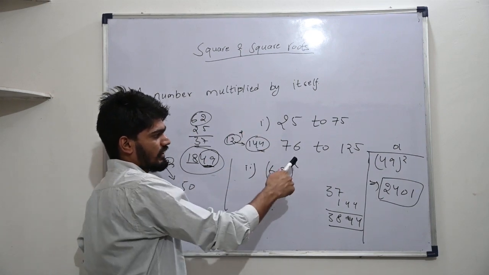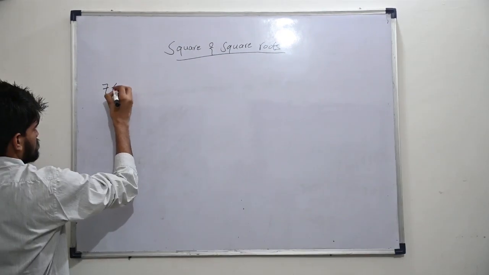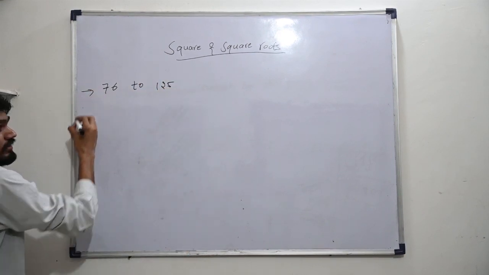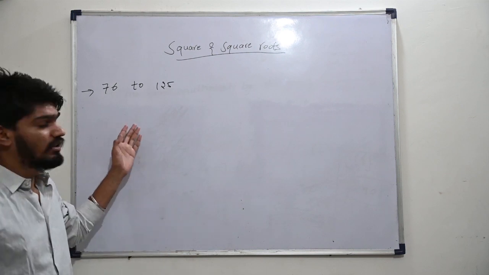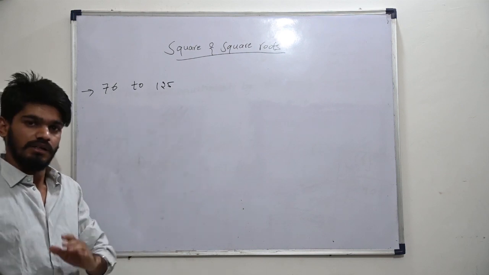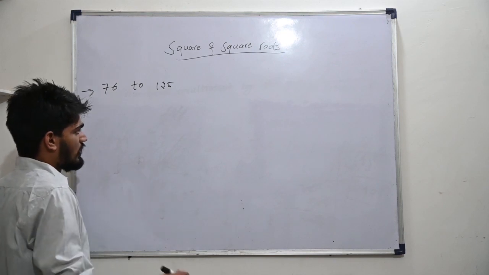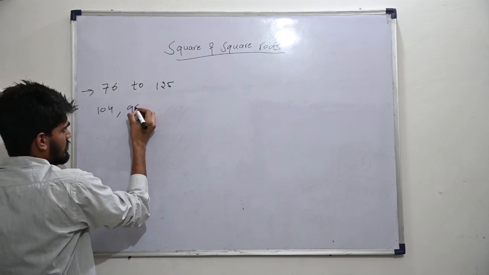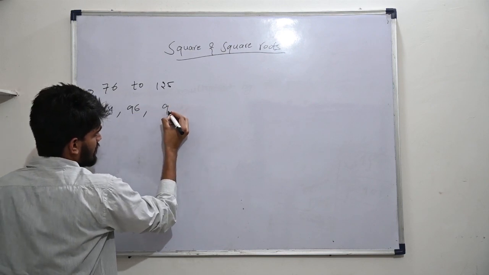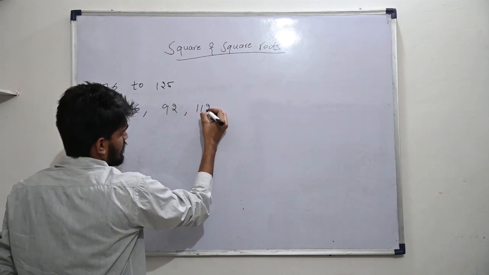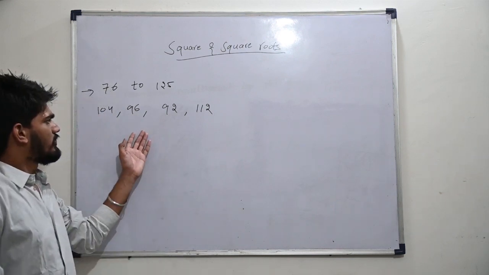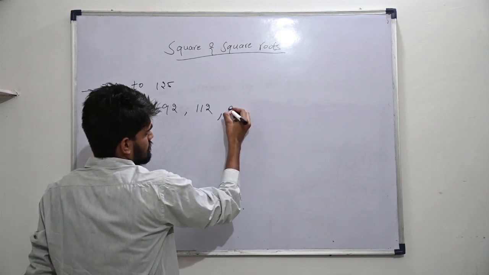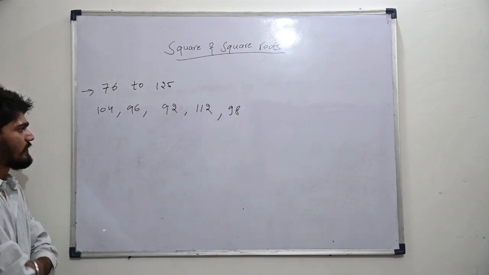Now we'll learn how to find the square of a number between 76 and 125. This is also simple, very easy. We can pick some examples: 104, 96, 92, 112, and I hope we will be able to understand all the examples with this. We can take one more, 98 as well.